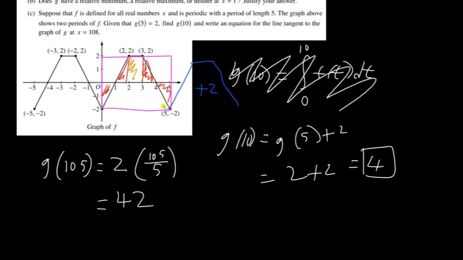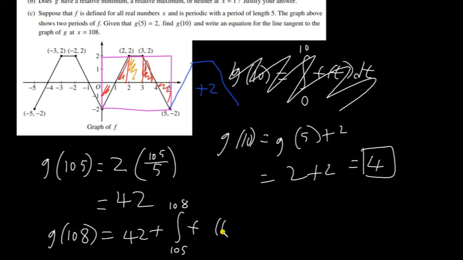So since we're looking at 108, g of 108 is going to be g of 105 plus the integral from 105 to 108 of f of t dt, right? So we're starting at the beginning of a period, and then we're going up by 3 x values, right? Let me erase all this right now.